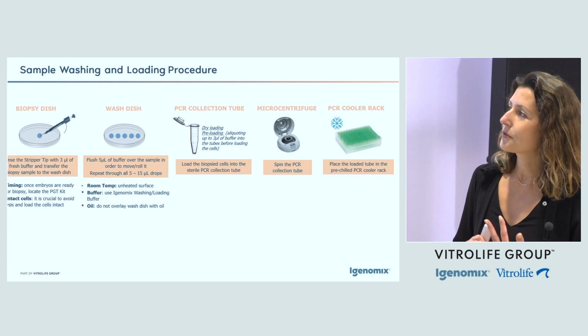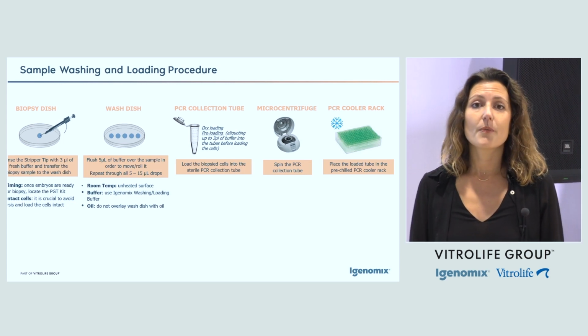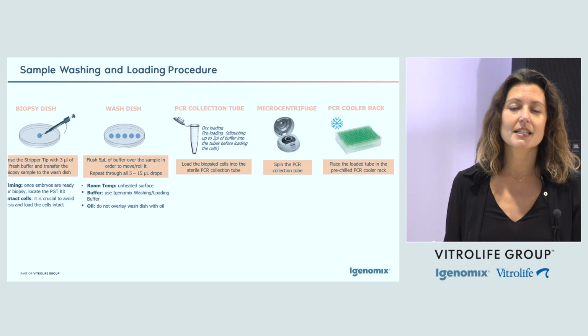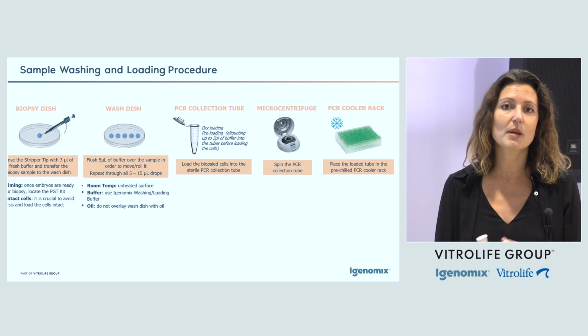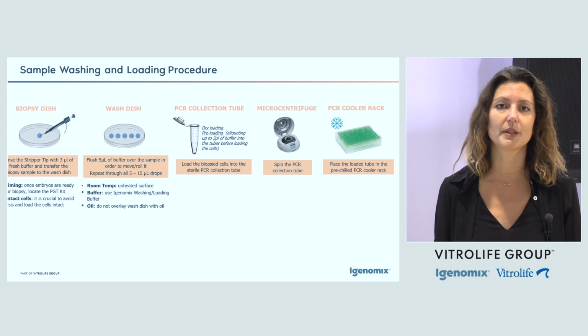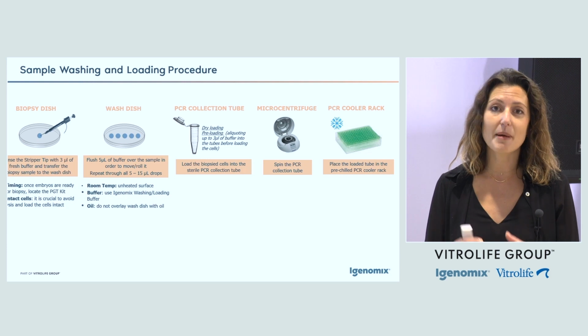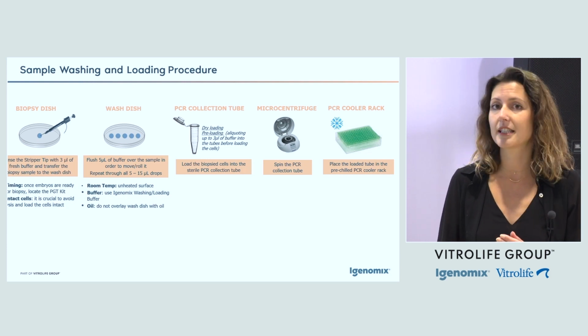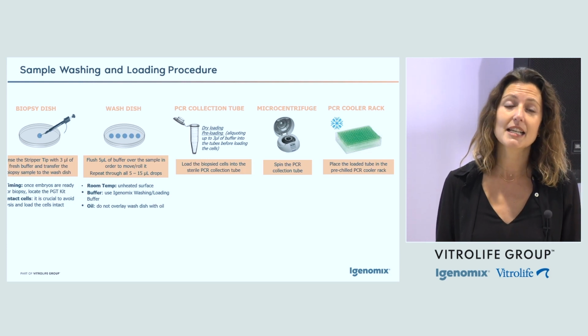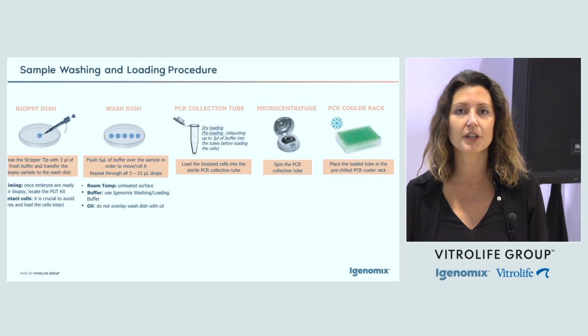The second thing that is relevant is the buffer. Most of the time what happens is that we have clinics that are not working with a single genetic testing lab, and you might have buffers from multiple different laboratories. It's very important that you only use the buffer specific to that genetic testing lab. In our case, it is the washing buffer from Igenomix.